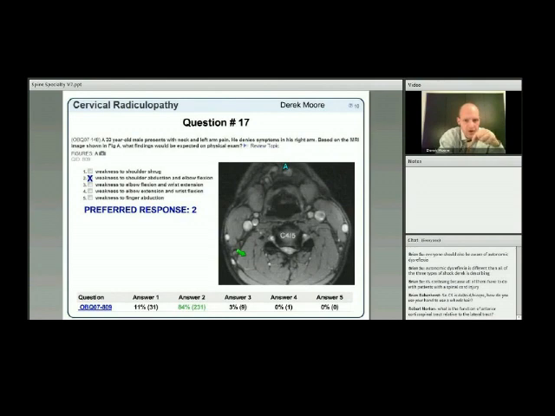So going back to the question, based on the MRI findings, this patient has a C4-5 disc. You've got to remember that it affects the nerve root below. So a C4-5 disc is going to affect the C5 nerve root, and you're going to be looking for weakness to shoulder abduction and elbow flexion. So the proper answer is going to be answer 2.